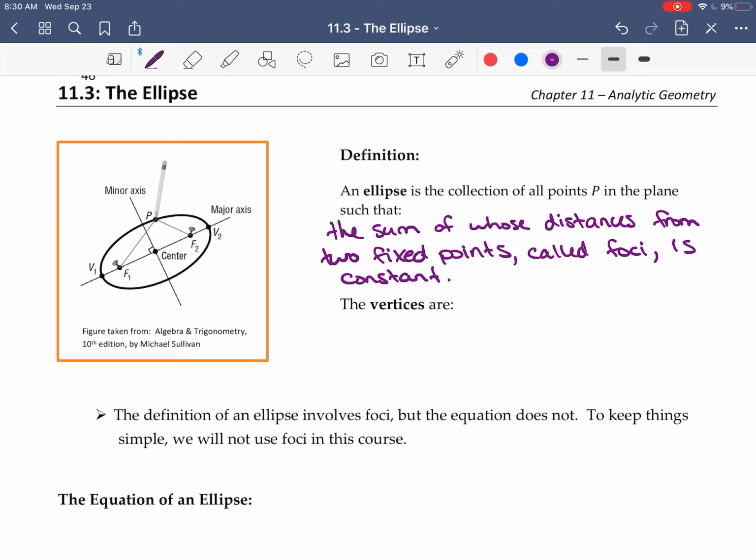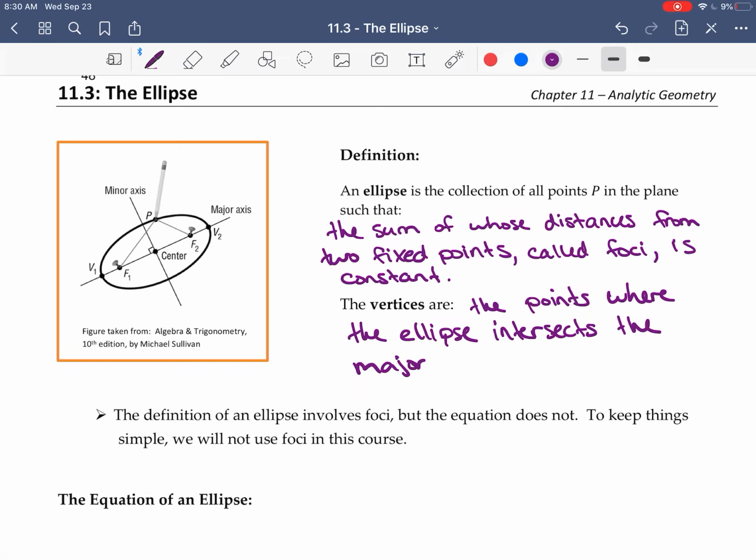The vertices are the points where the ellipse intersects the major axis. Now the major axis is just the longer one. Whichever one is longer, that's the major one. Here this is the major axis, and the minor axis is the more narrow one. So this is the longest one, this is the shortest one. So that's how you can tell.